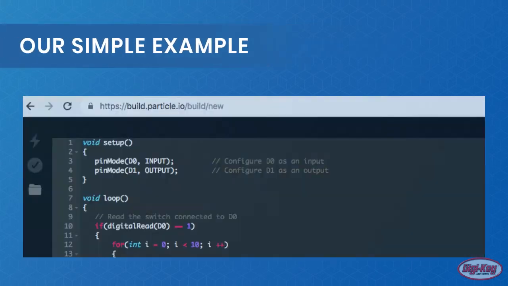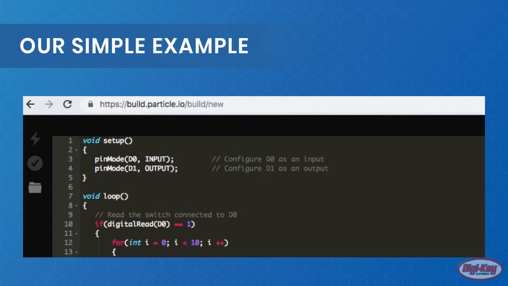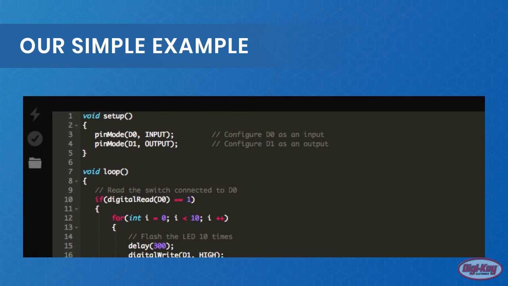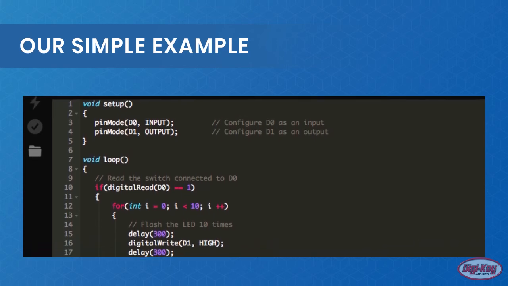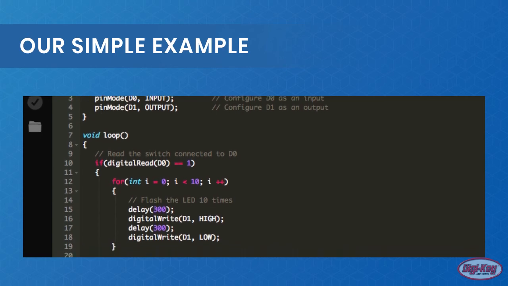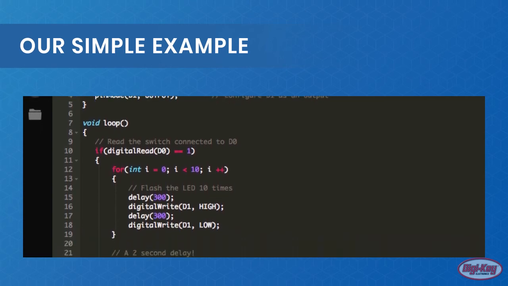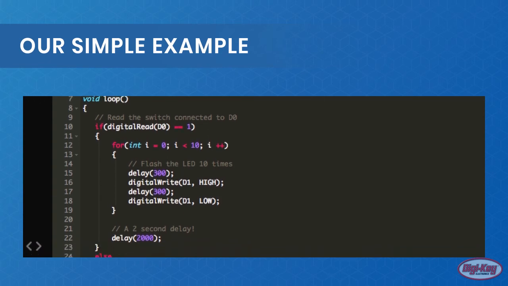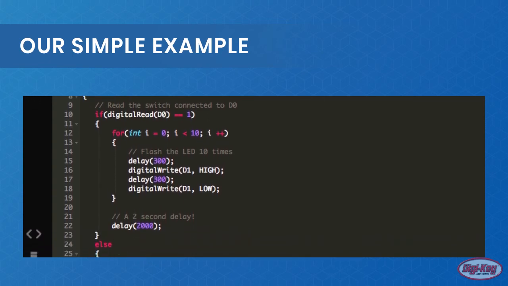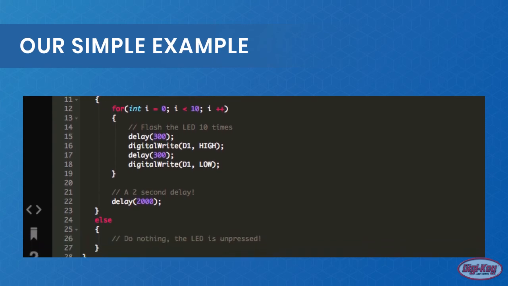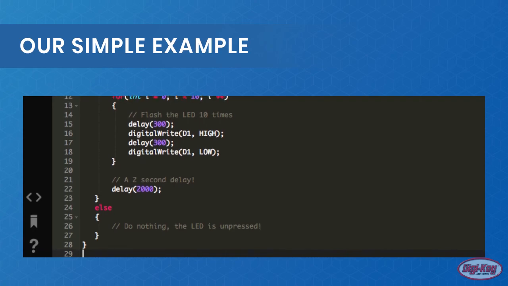In our example, we have a Particle Photon that flashes an LED multiple times when it detects the push of an external tactile switch. A pull-down resistor, the 10K, is used so that when the switch is left unpressed, the pin D0 is connected to 0 volts through the resistor, which reads 0 volts. When the switch is pressed, a direct path between 3.3 volts and D0 is made, and so it reads 3.3 volts and therefore a logical high.